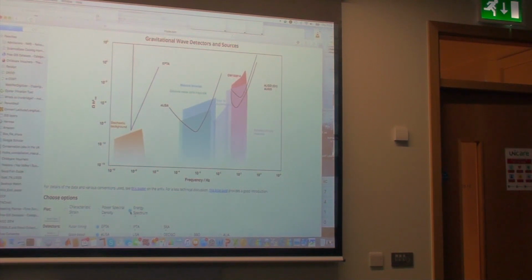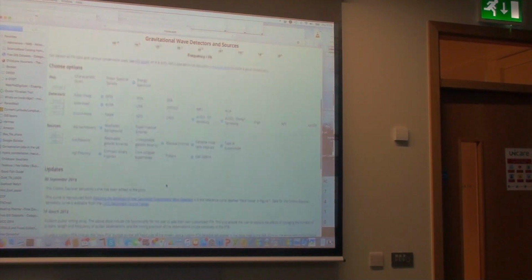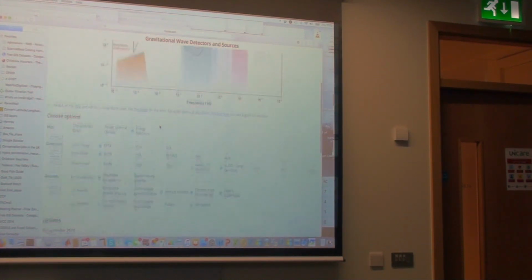It's always nice in an introduction to a talk to say, well, if we have all these gravitational wave detectors and they operate in these different frequency bands and they see these different types of source, this is a useful tool to do that.